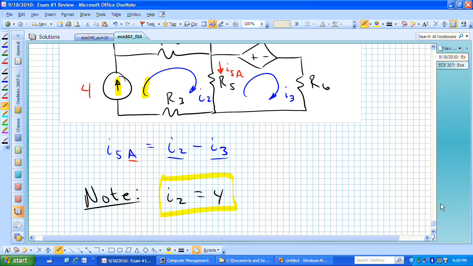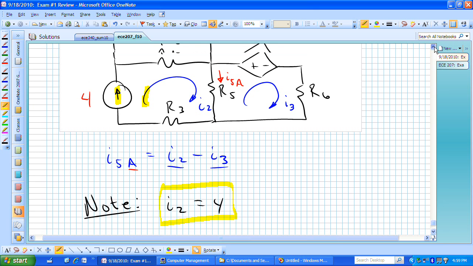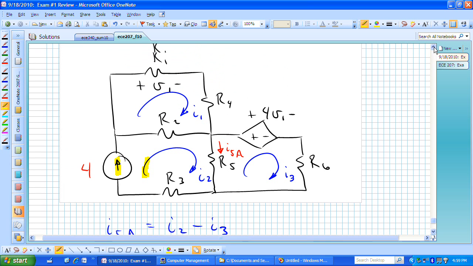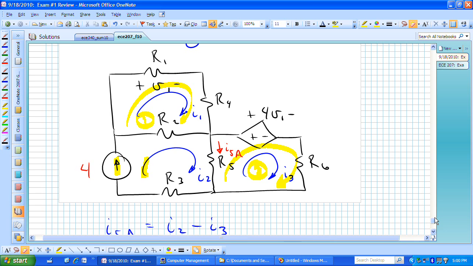Let's now look at KVL for the remaining two pieces, or two meshes. One, we're going to write a KVL for mesh number 1, which is this mesh, and then we'll write another KVL around mesh 3. Let's now write KVL for mesh number 1.